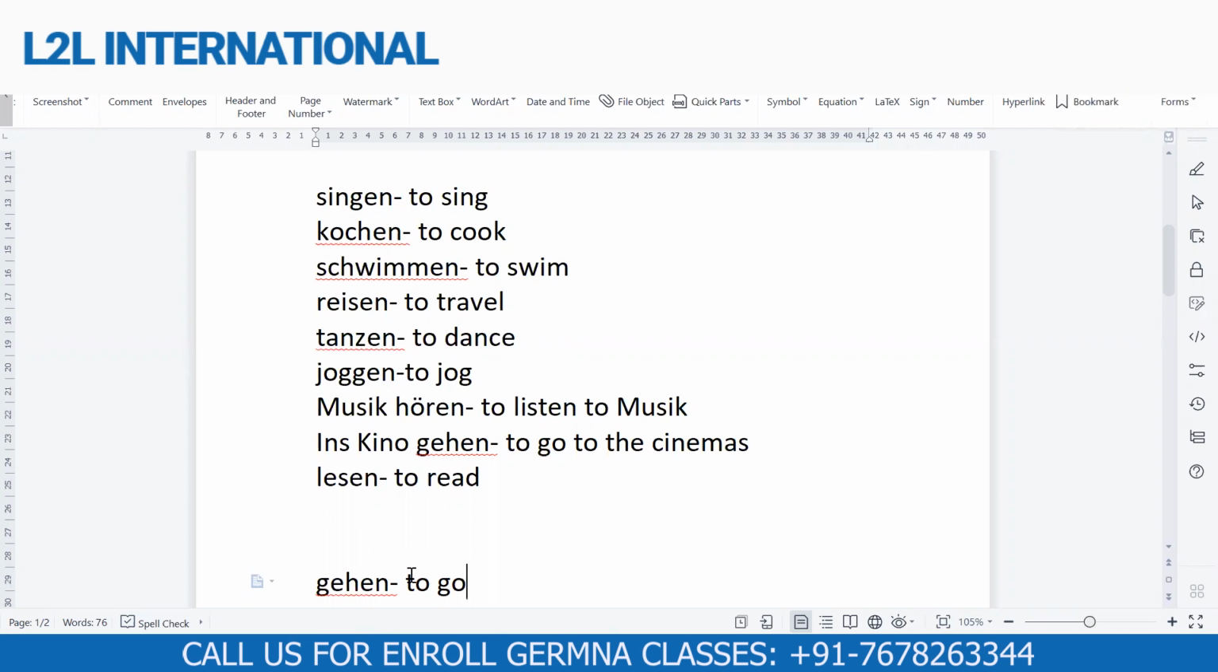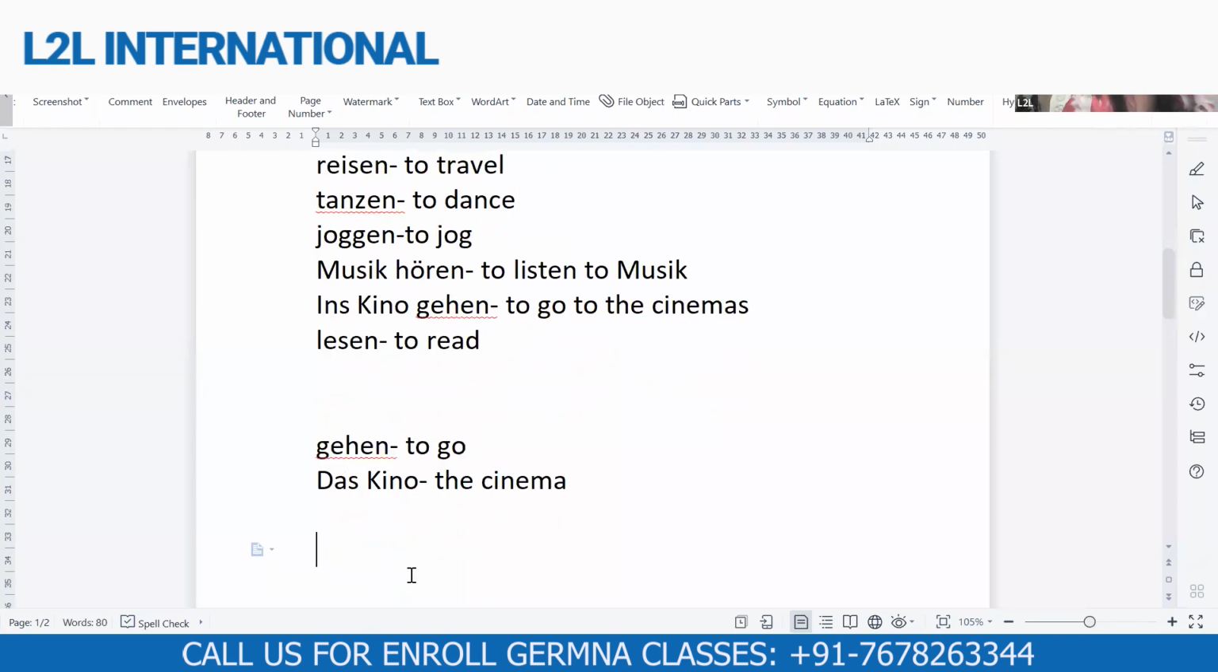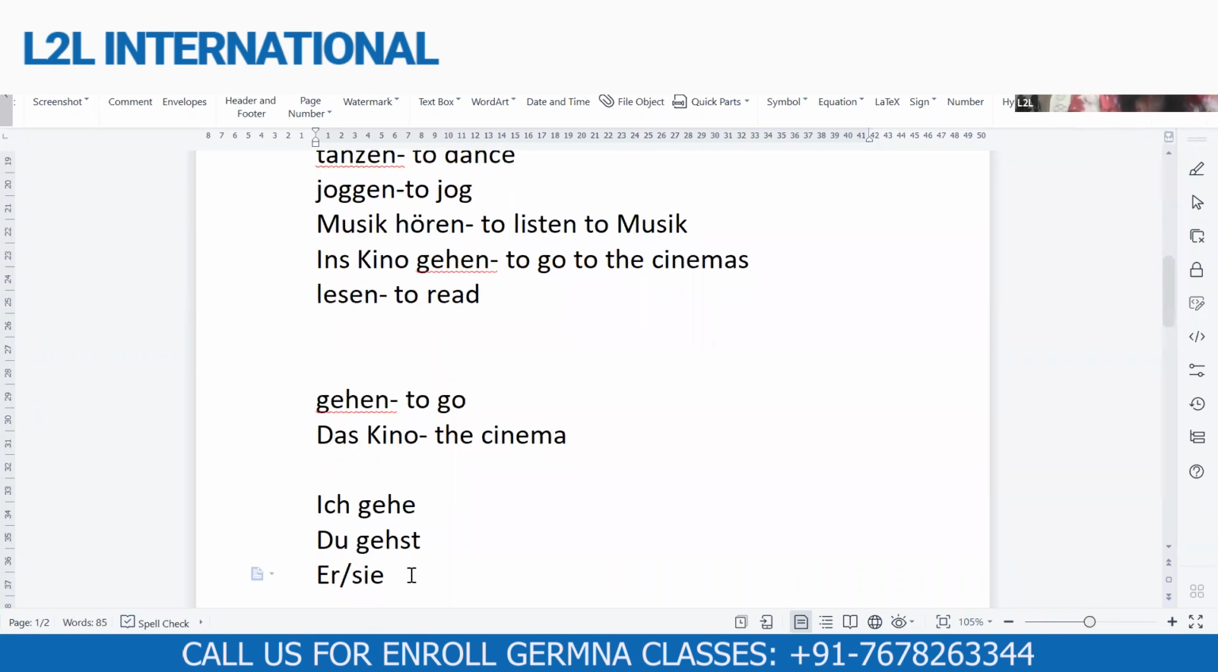So it will be ins Kino gehen. Yeah, richtig, very good. Das Kino is the cinema. So the conjugation would be ich gehe, du gehst, sie ist was?